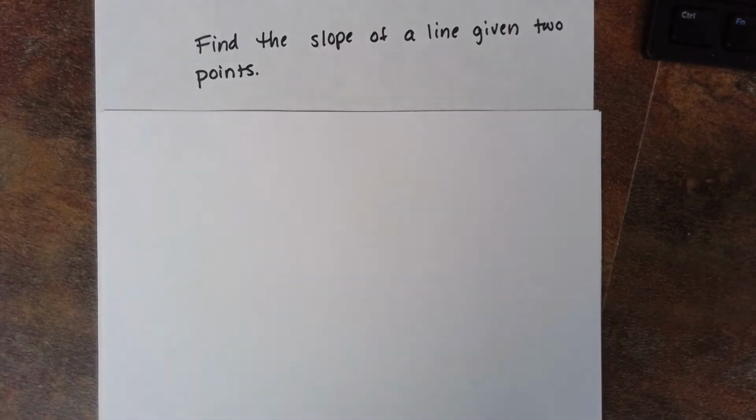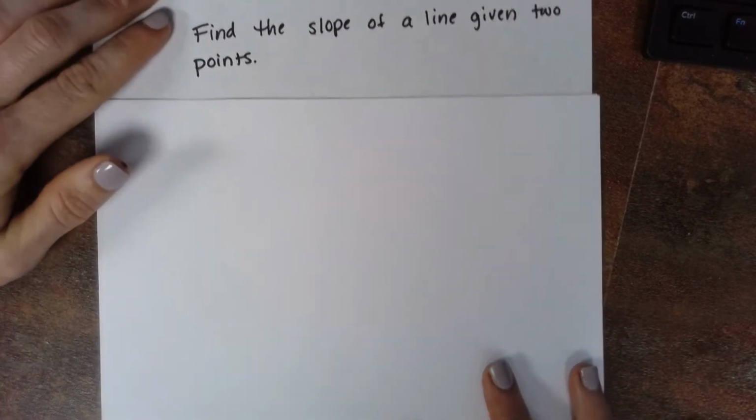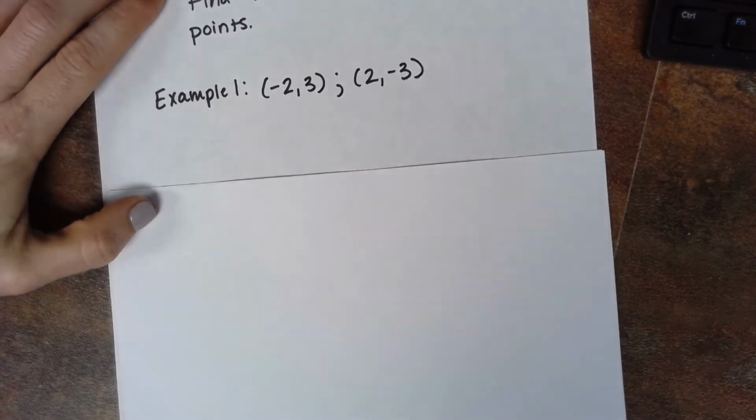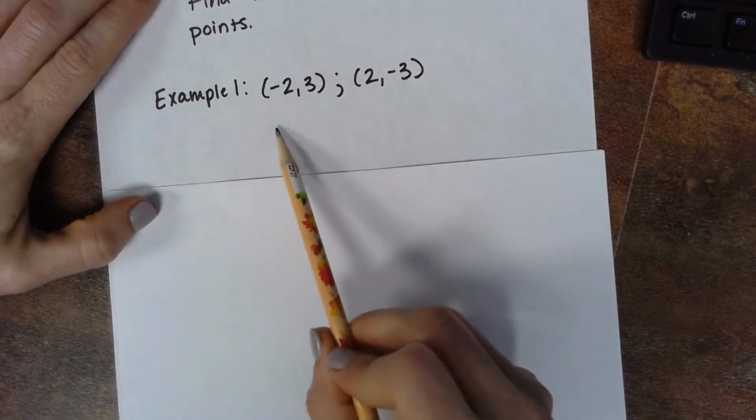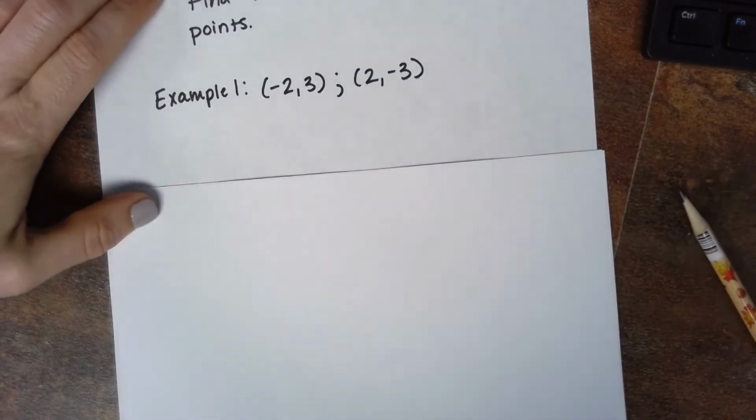Okay guys, I'm going to make this video for you to show you how to find the slope of a line given 2 points. It's going to be a very useful skill. So in this first example, I have the points -2, 3 and 2, -3.